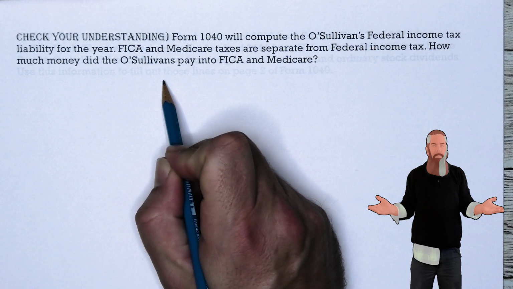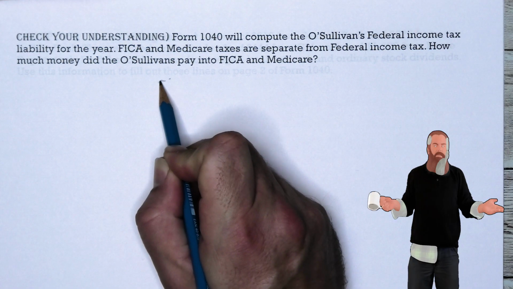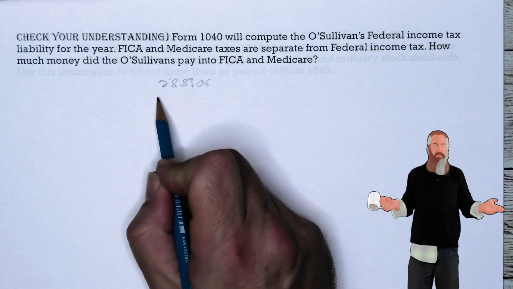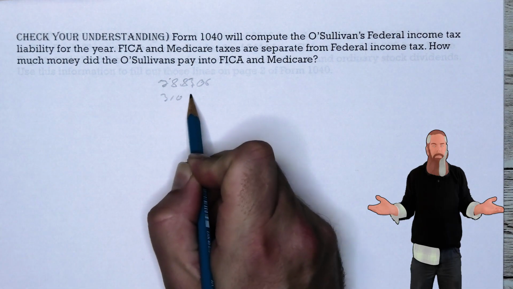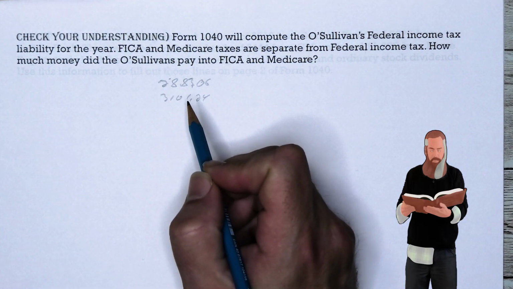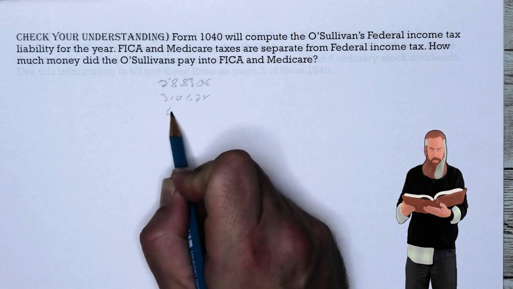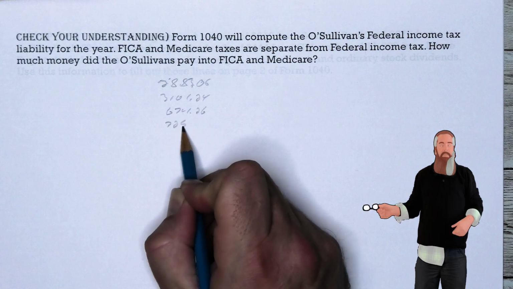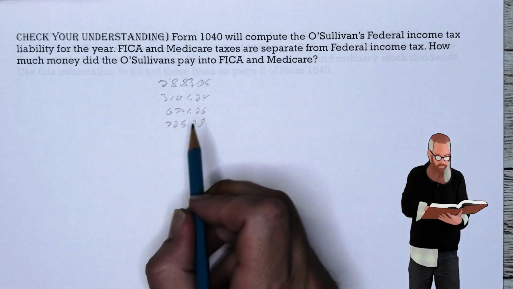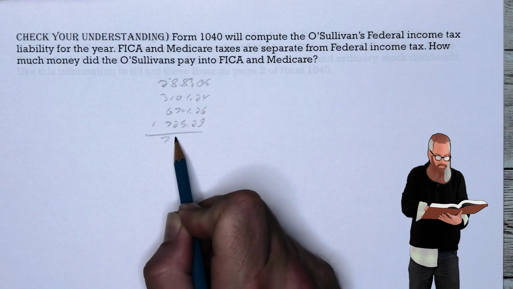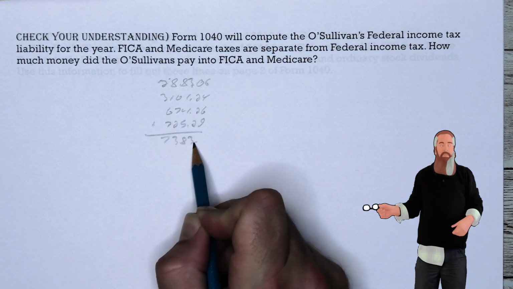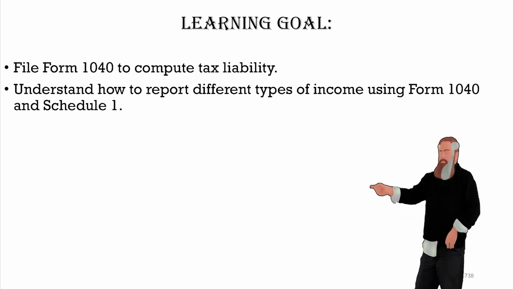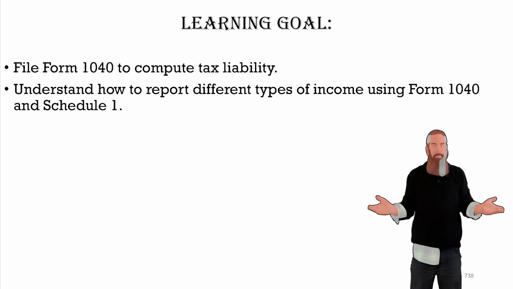Well, on their listing, we saw that Brian paid $2,883.06 to Social Security. We can see that Margaret paid $3,101.24 to Social Security. To Medicare, Brian paid $674.26, and Margaret paid $725.29. When we add all of this up, we get $7,383.85.